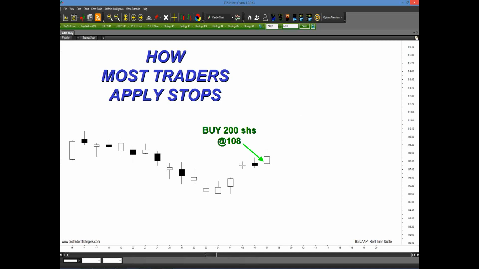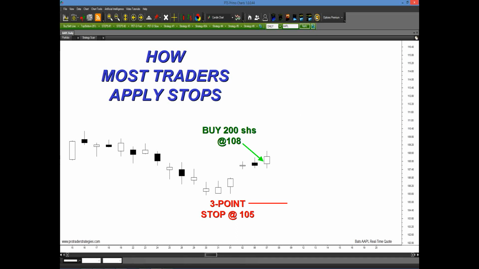Well, one of the ways in which most traders apply stops is by simply picking a range amount of points. For example, you look back at the range of most of these bars here, and there are 1 or 2 points, so you give yourself 3 points to work with. That way, you figure it won't be out of the range that much. So you figure you're willing to lose 3 points.